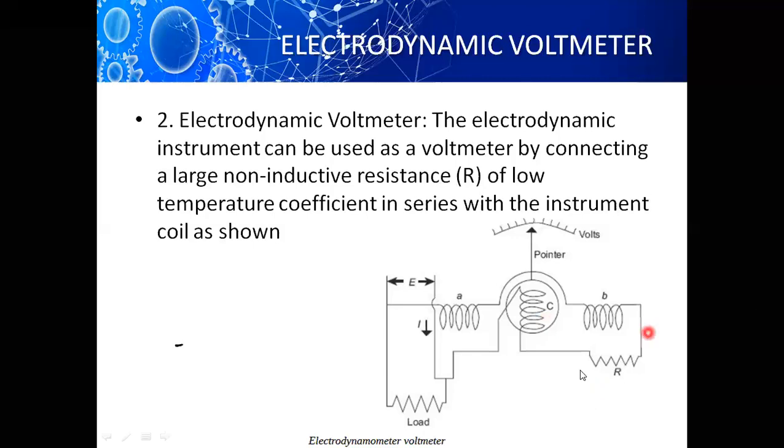Why we have connected this resistance is because the instrument is connected in parallel with the load. It should consume very less current, and that resistance to the current is offered by R. And here, because there is very less current flowing through this, the current through the current coil and also the pressure coil, or here we call it the fixed coil and moving coil, is proportional to the voltage across the load. Hence, this meter measures the voltage.